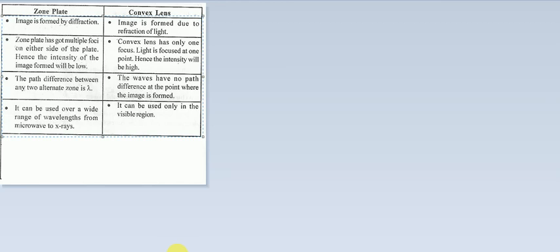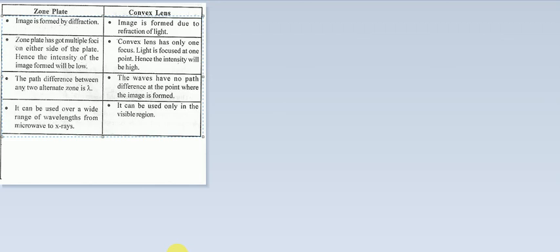Now let us see a few similarities and differences between the zone plate and the convex lens. The equation connecting the image distance, object distance and focal length of both is similar. The focal lengths of these two depend on wavelength, so both suffer chromatic aberration. Both these devices can be used to focus light to some points. So these are some similarities, and there are a few differences also.